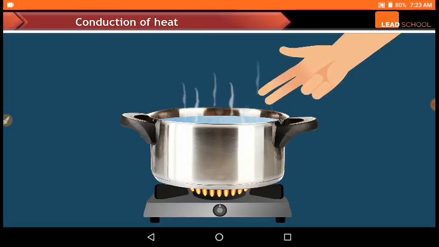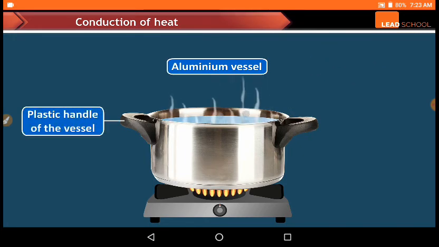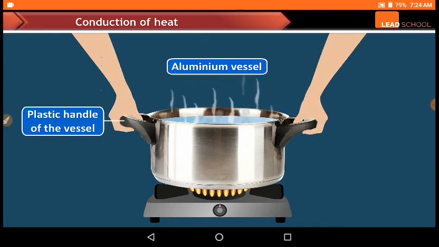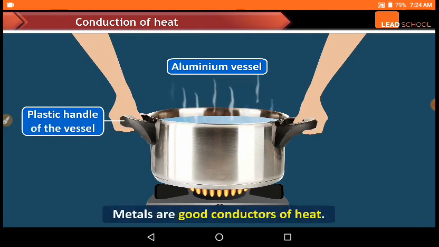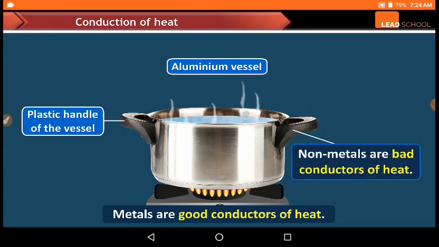What will happen if you touch a heated aluminium vessel? You may burn your fingers. But if the vessel has a plastic handle, you can easily hold it. This is because aluminium, which is a metal, is a good conductor of heat. But the handle, which is a non-metal, is a bad conductor of heat.